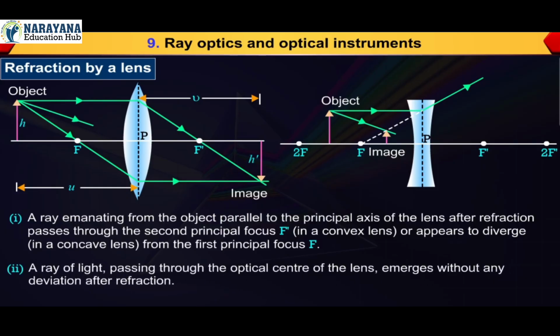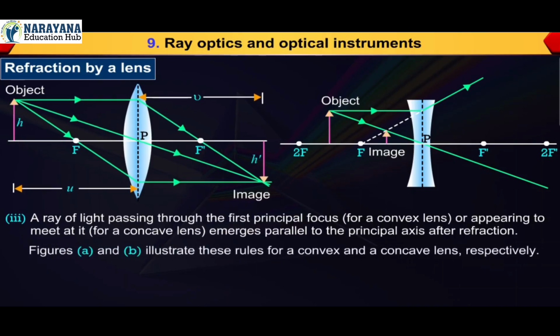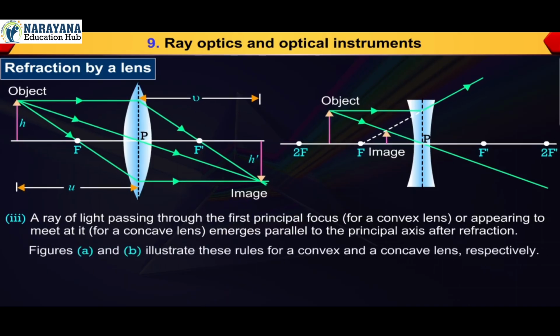Number 2. A ray of light passing through the optical center of the lens emerges without any deviation after refraction. Number 3. A ray of light passing through the first principal focus for a convex lens or appearing to meet at it for a concave lens emerges parallel to the principal axis after refraction. Figures A and B illustrate these rules for a convex and a concave lens respectively.